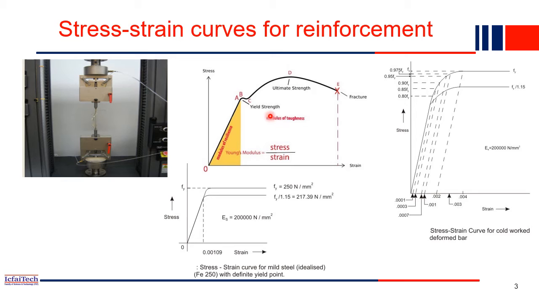That's why our IS code has simplified this diagram into this diagram. If you see, after a certain yield point, it is non-linear. But what IS code said is that after the yield point, it is made into a straight line. So this top portion they actually removed. They said, okay, don't consider this non-linear part, we can just consider a straight line here. So that's what IS code has done. They have idealized the actual stress-strain curve into a simple one. So this is a simple stress-strain curve of mild steel, Fe250.